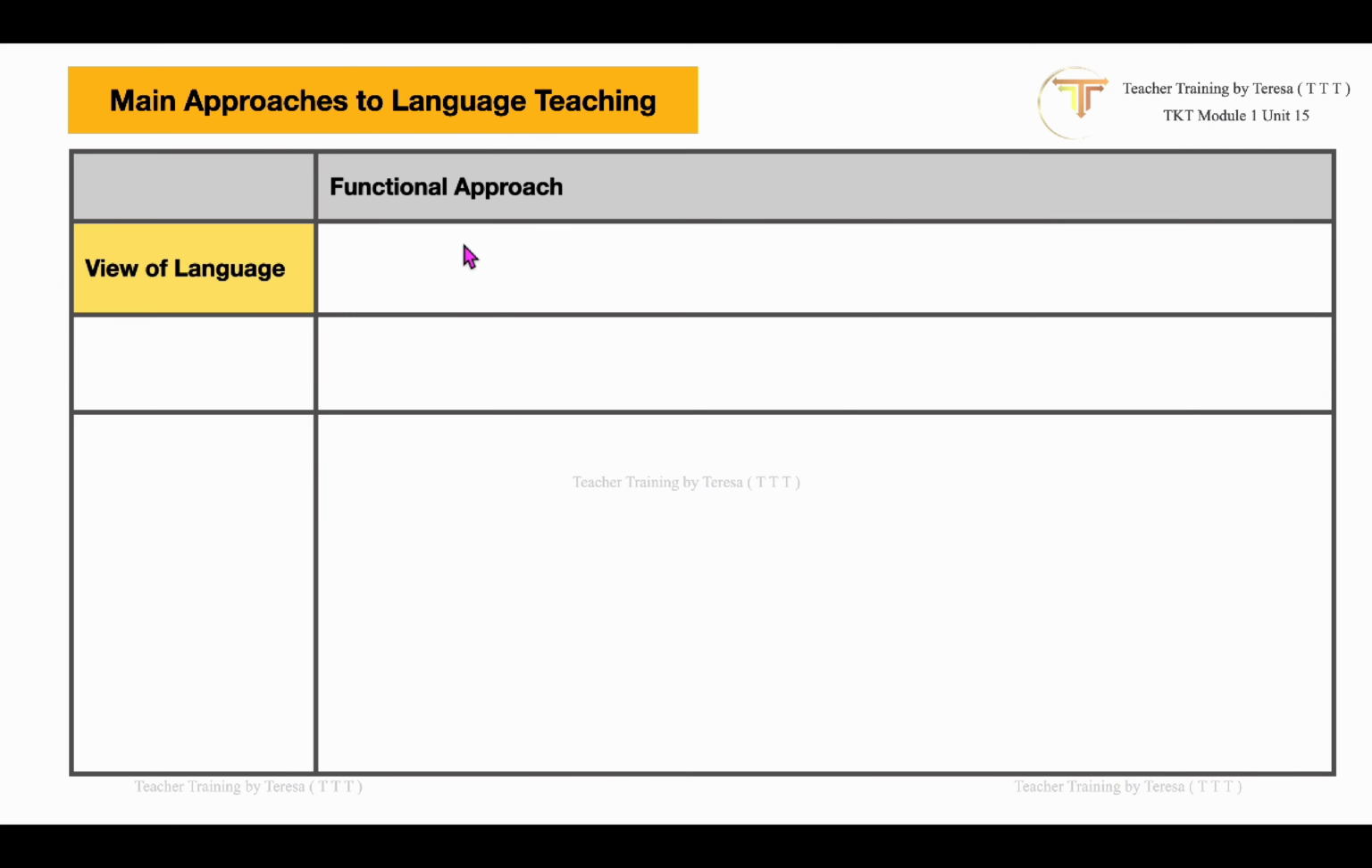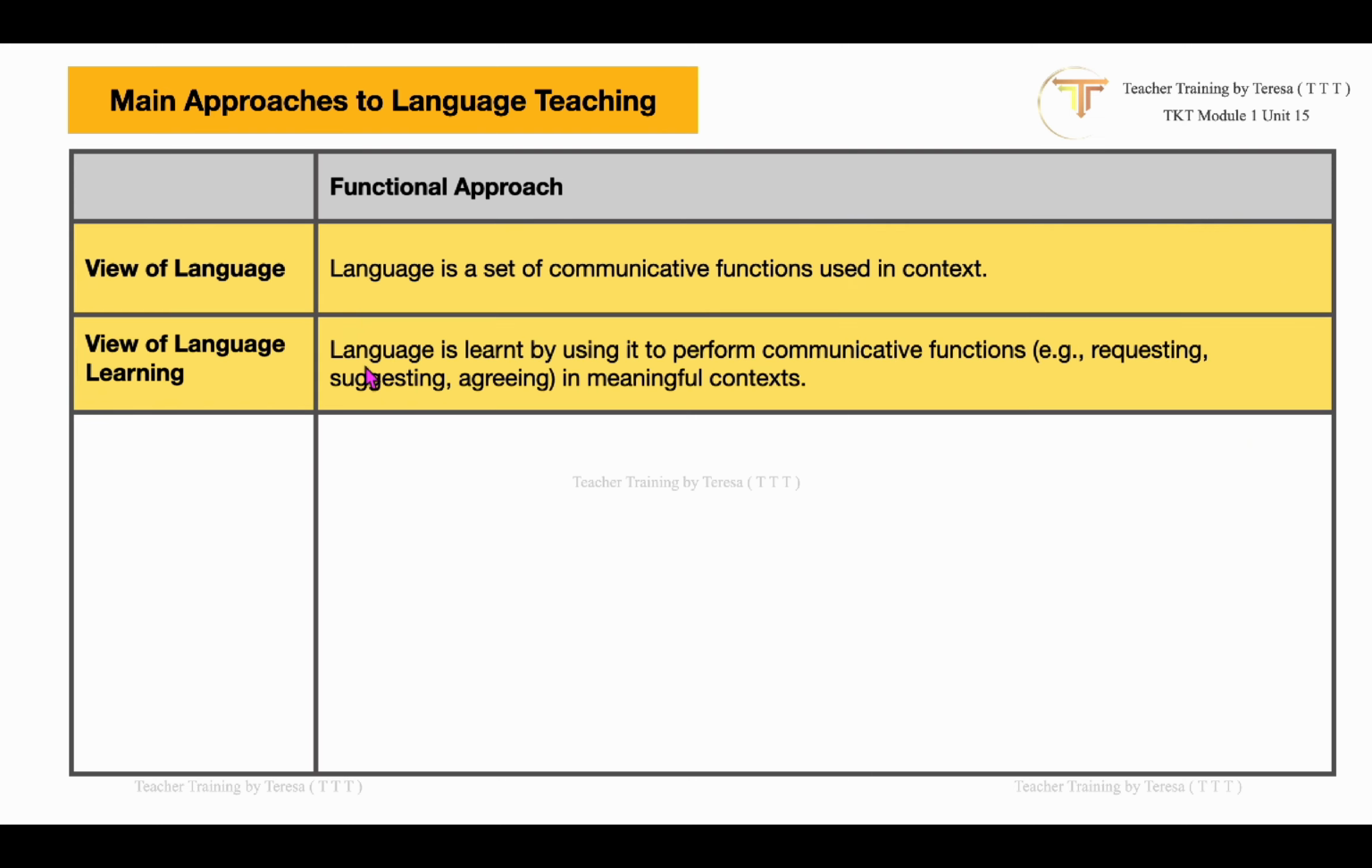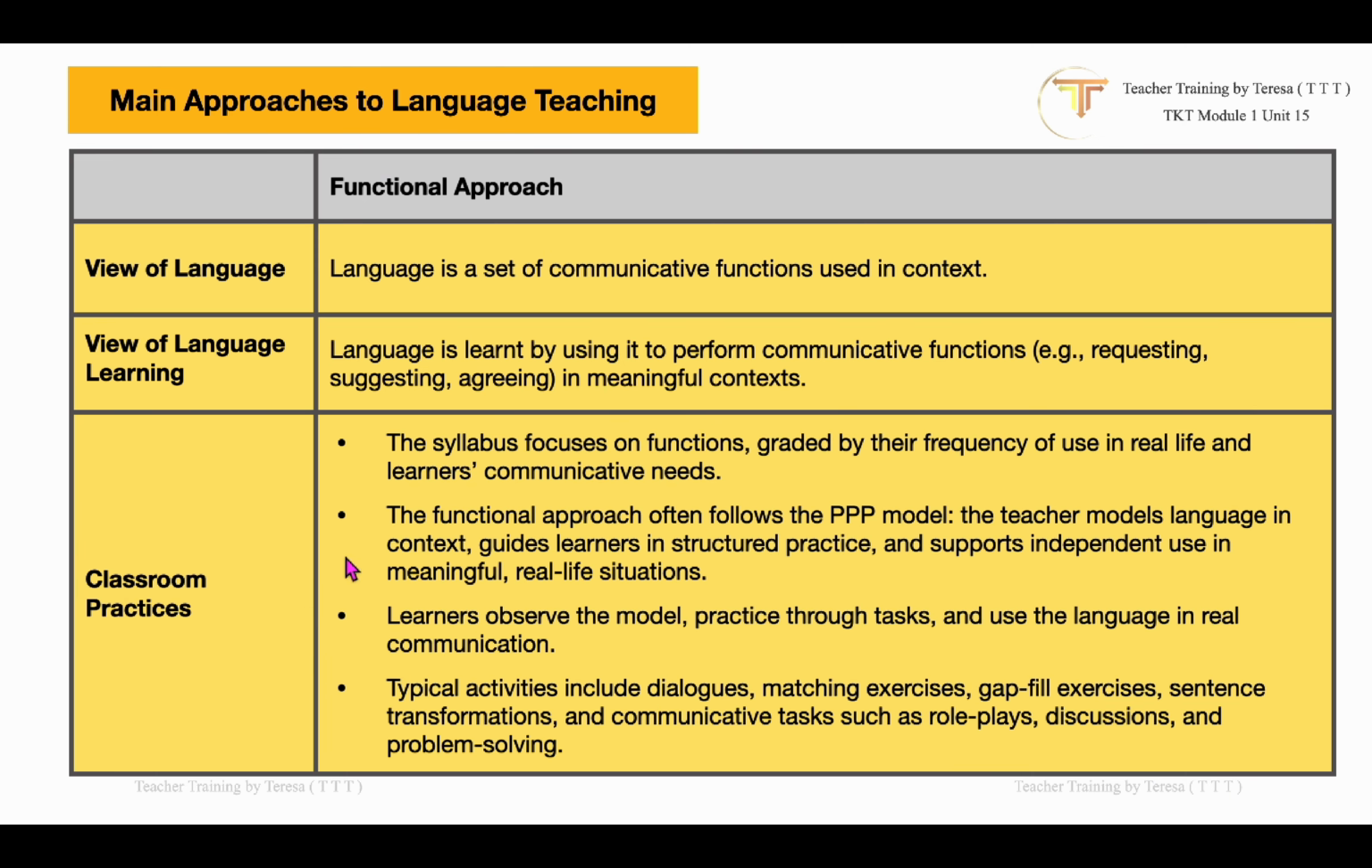Functional approach. View of language: language is a set of communicative functions used in context. View of language learning: language is learnt by using it to perform communicative functions, such as requesting, suggesting, agreeing, in meaningful contexts. Classroom practices. The syllabus focuses on functions, graded by their frequency of use in real life, and learners' communicative needs. The functional approach often follows the PPP model.